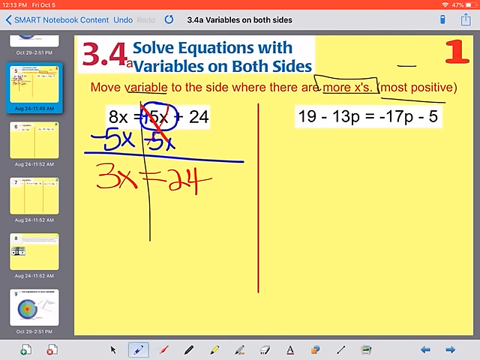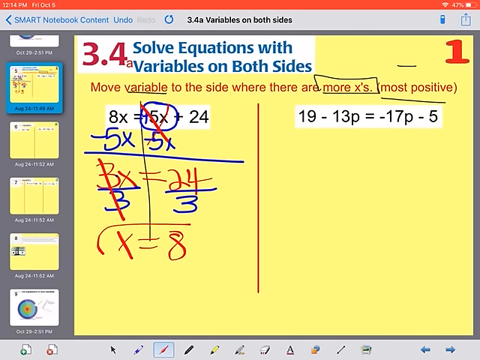Now we just have a one-step equation, and the opposite of multiplying by 3 is dividing by 3. 3 divided by 3 is just 1, so we have 1x equal to now 8. If you want to check and plug it back in, you would plug it back in for both x's to see if both sides are equal, which they should be.